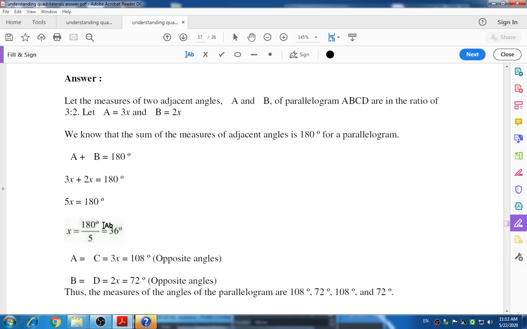So if A is 90 degree, that means B is also 90 degree. And A and C are opposite angles because they are alternate alphabets. So the measure of angle C is also 90 degree and the measure of angle D is also 90 degree because of opposite angles. Thus each angle of the parallelogram measures 90 degree. Okay. Now the question number 7.